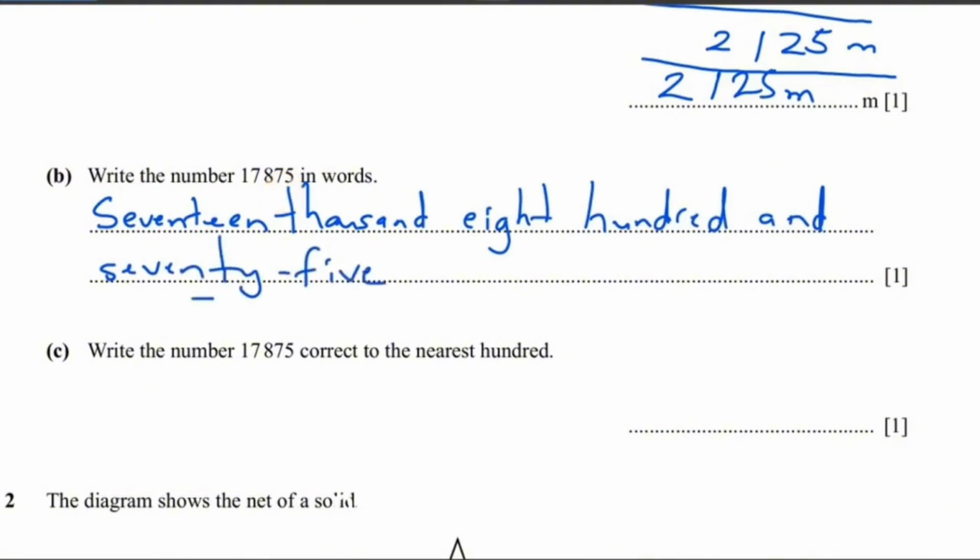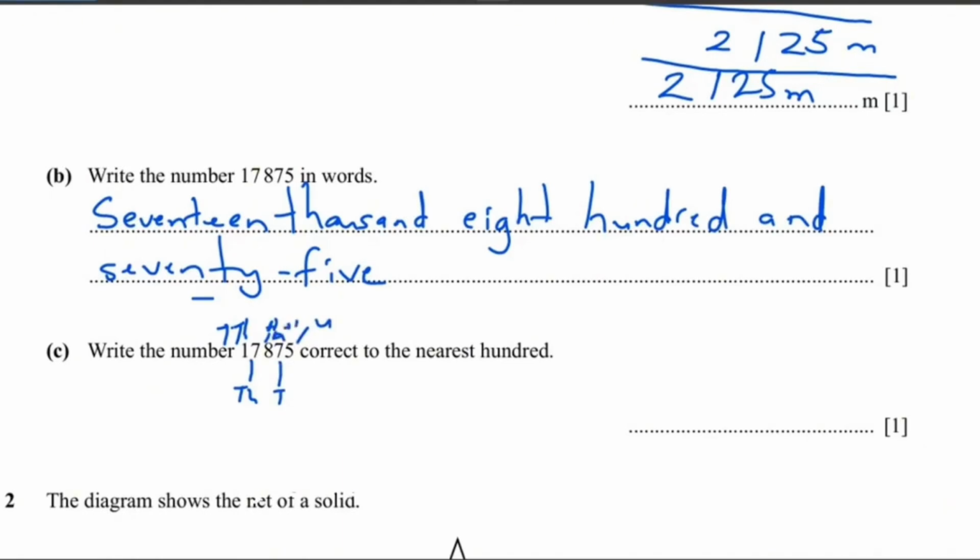Write the number 17,875 correct to the nearest 100. So when you're rounding to the nearest, you look at the number which is to the right whenever you are doing any rounding of any sort. So these are 10,000, these are thousands, these are hundreds, these are tens, and these are units. So if you are rounding to the nearest 100, you look at the tens. If the number is 5 or more, you're going to add 1 to this number, and all the other ones are going to be replaced by zeros.